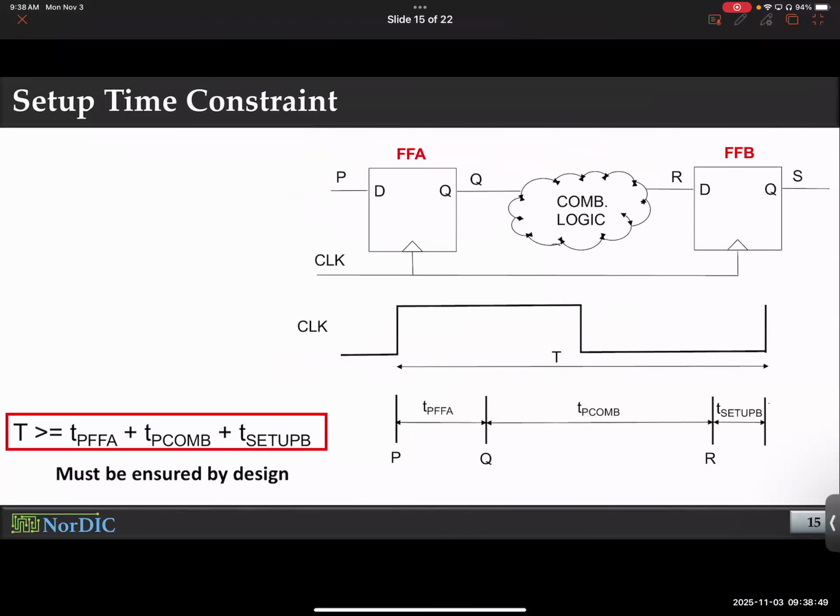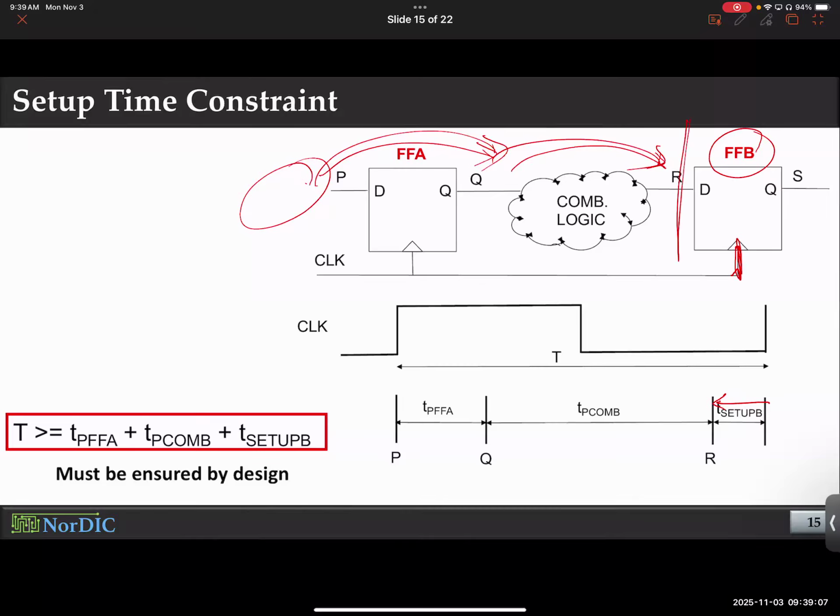Given that it appears before the setup time. Does that make sense? So when the clock edge appears, that's when this flip-flop B starts responding, right? But your input, which is coming all the way from the very first input, P to Q, Q to R, it should finally appear at the D node before your setup time. Do you guys all agree?